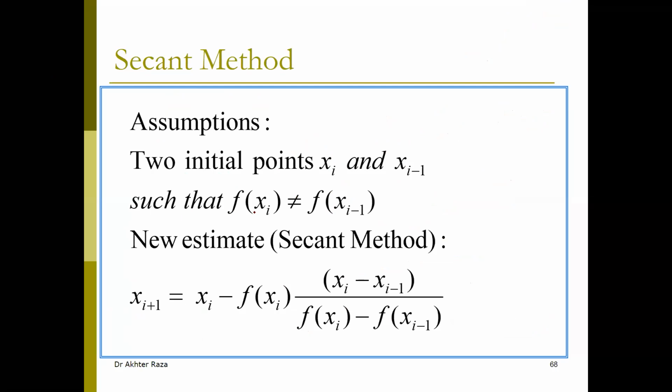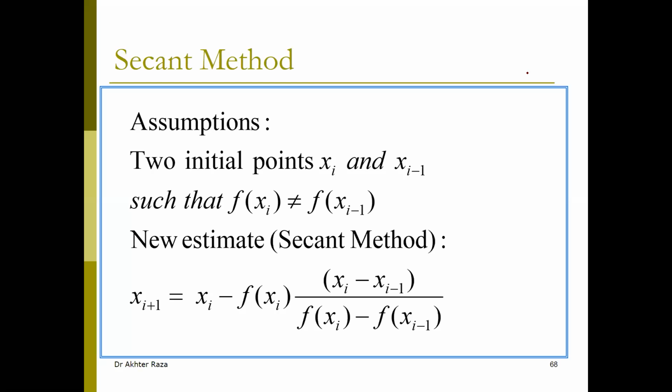Such that f of xi is not equal to f of xi minus 1, so the function will not have the same value at these two points. If we put these 2 points into the function, we will not get the same value. So these 2 points should be distinct points, in such a way that these 2 distinct points will give us 2 distinct values of y. If these 2 distinct values of y are not given, then we have to choose another guess.